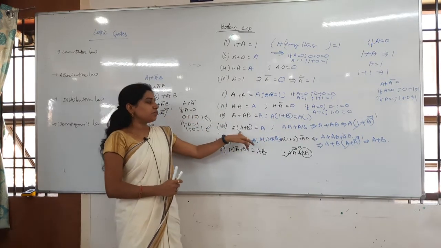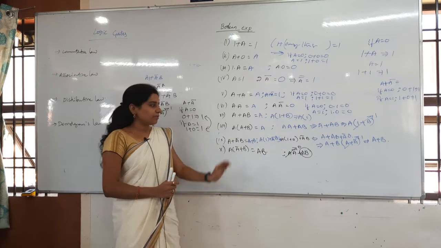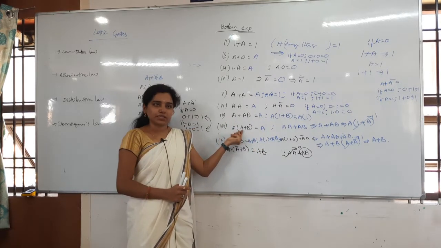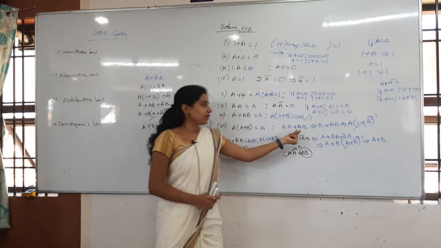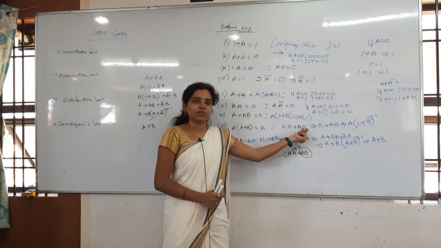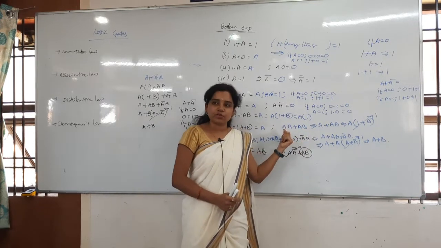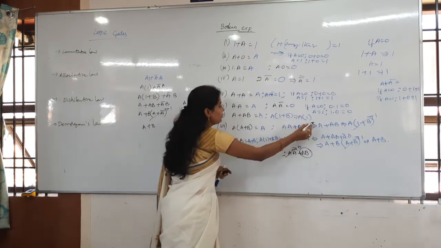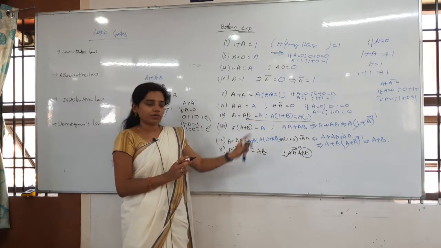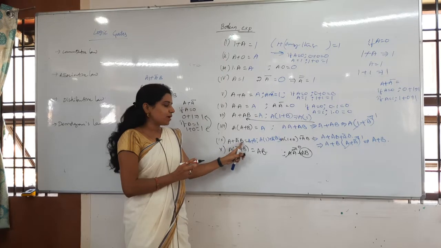Then A into A plus B. I am sending A inside simply. Then what will we get here? A into A is A, and then A into B is AB only. From that I am taking A as common. Again this function only. Clear? Again the answer is how much here? A only. Next. A plus A bar B.